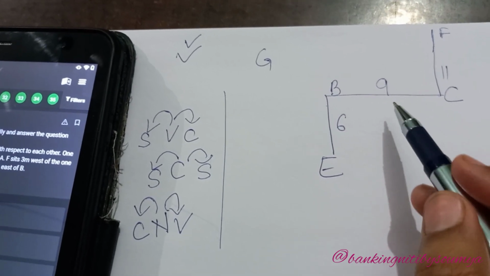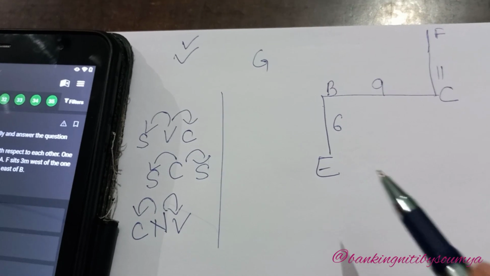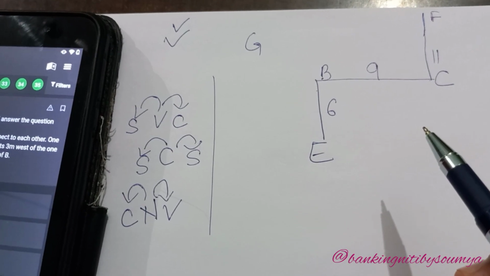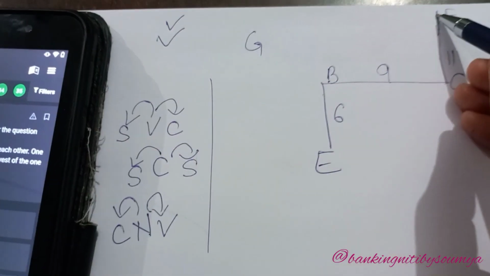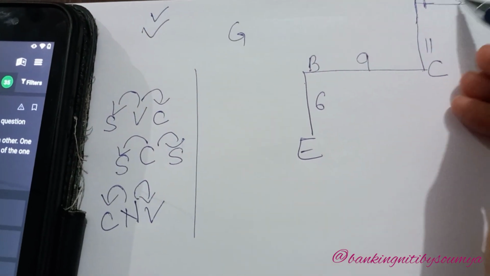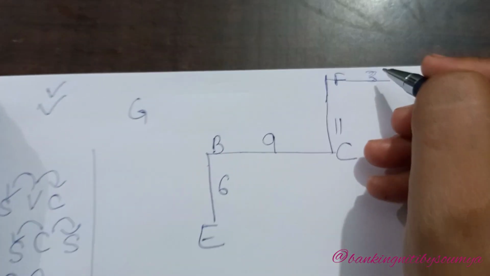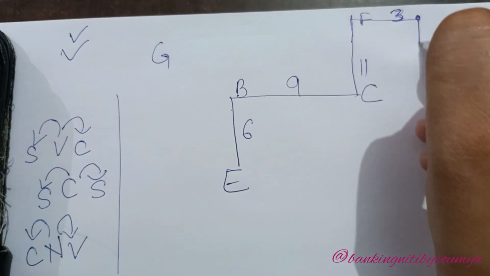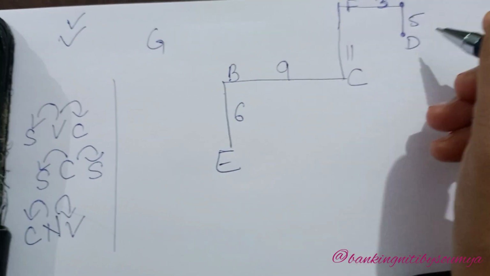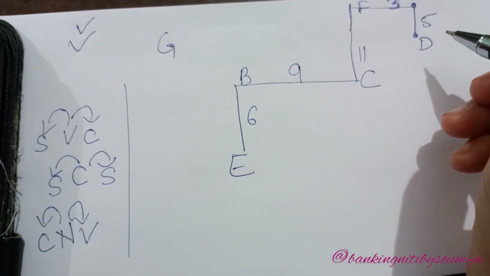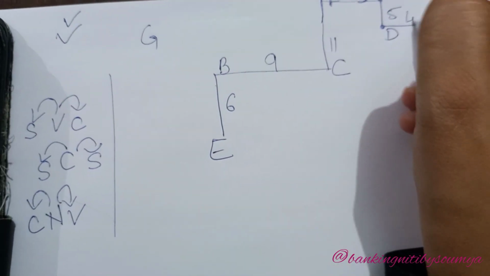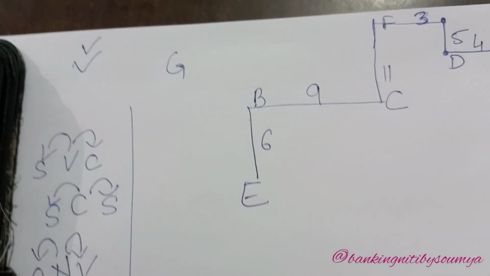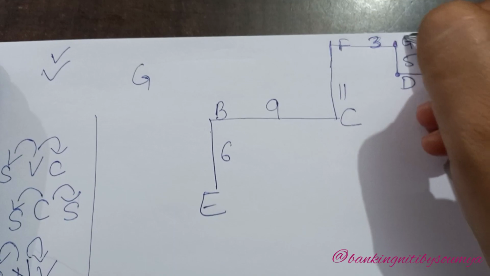D sits 4 meter west of A, F sits 3 meter west of one of that sits 5 meter north of D. So F sits 3 meter west of the particular person who sits 5 meter north of D. Now D sits 4 meter west of A. This is our arrangement, and in the starting it is given that one of them is G. So this point is indicated by G.